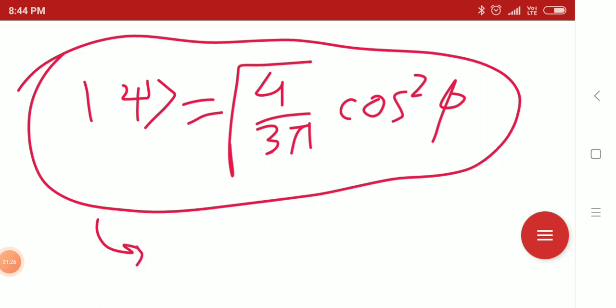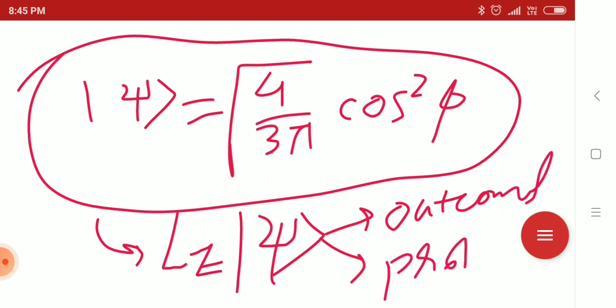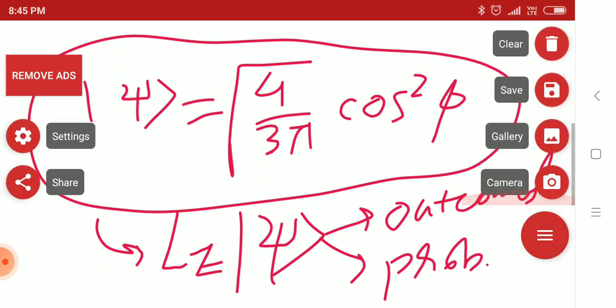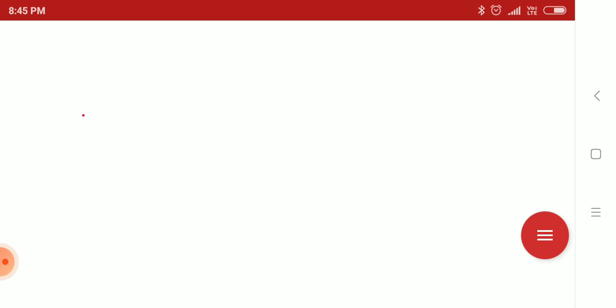Now it was asked that when the z component of orbital angular momentum is measured, that means if Lz is applied on psi, what will be the possible outcomes and what will be the corresponding probabilities. So let's start the discussion. Today we will discuss two topics: a quantum particle moving in a circular orbit, and what the outcomes will be when the z component of orbital angular momentum acts on this state.